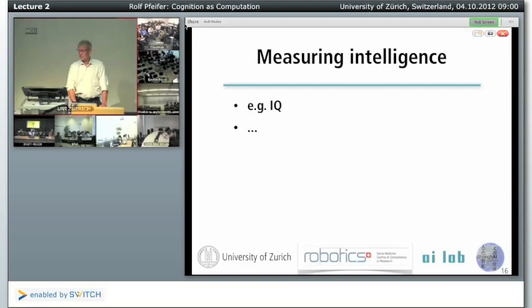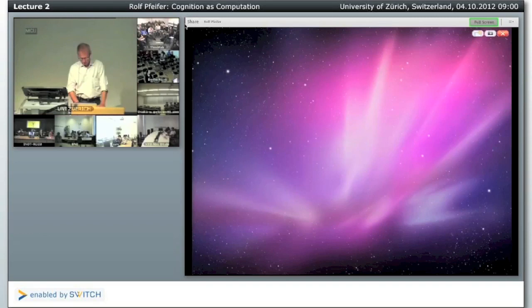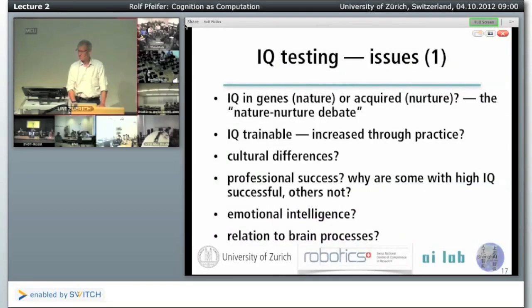This is also important because we want to build intelligent systems. And then we looked at how you can measure intelligence, and the obvious measure that everybody knows about is IQ. There is a huge literature on IQ testing. We just do this very briefly here. And then we raised some issues. One of the big issues in IQ testing is, is the IQ in the genes, or is it acquired? It's the famous nature and nurture debate. Can you learn it? Can you train it? Can you actually get better when you practice? Are there cultural differences?